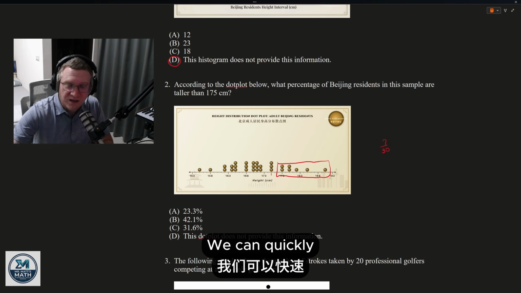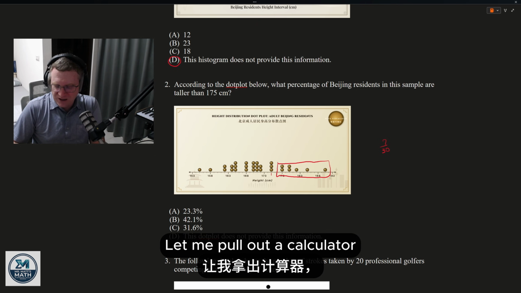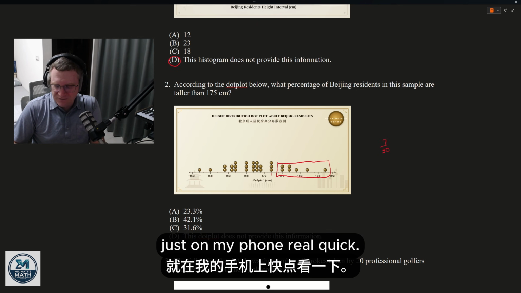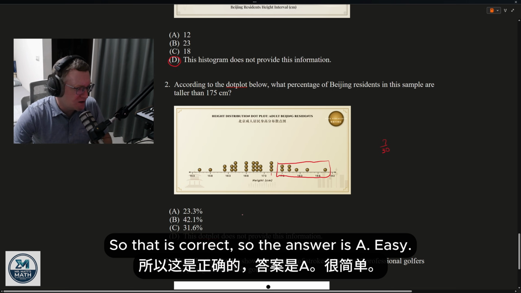This looks to me to be like 23.3%. We can quickly maybe take out a calculator and we can calculate that. Let me pull out a calculator just on my phone real quick. And we get 7 divided by 30, and you get 23.3%. So that is correct. So the answer is A. Easy.